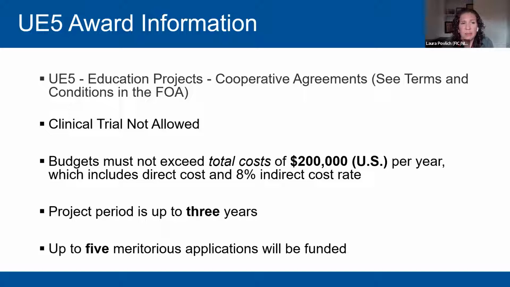For this particular announcement, clinical trials are not allowed, and the budget may not exceed $200,000 US dollars per year, which includes both direct costs and the 8% indirect rate. Projects may be funded up to 3 years, and we expect to fund up to 5 meritorious applications through this particular announcement.